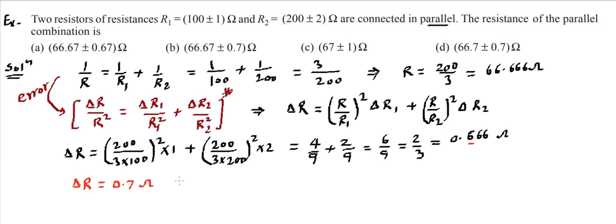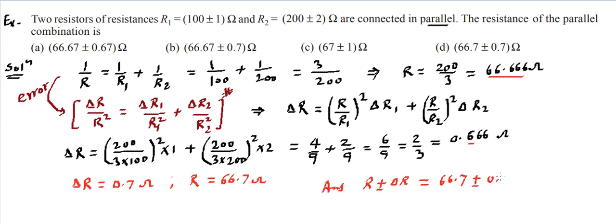Now, delta R has been calculated, so we can also talk about what the R has to be written as. R is this number, so it has to have the same number of decimal places as this delta R. So it's one decimal place, so we can convert it up to one decimal place. So we will be getting it as 66.7 ohm. So final answer will become R plus minus delta R. So this has to be written as 66.7 plus minus 0.7 ohm. And then we can check which option matches perfectly.